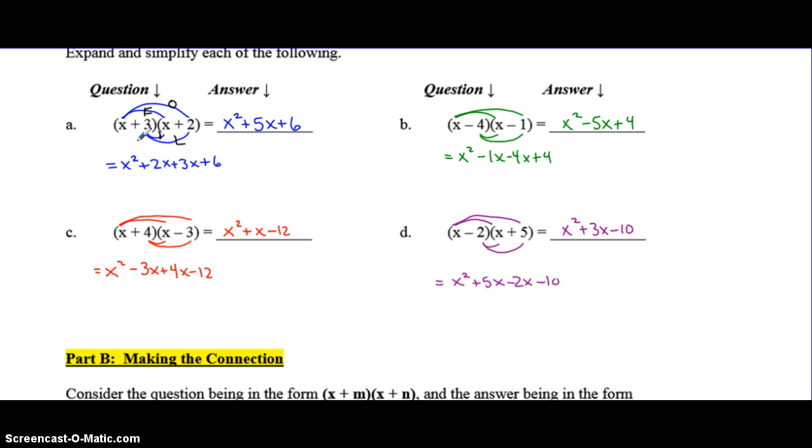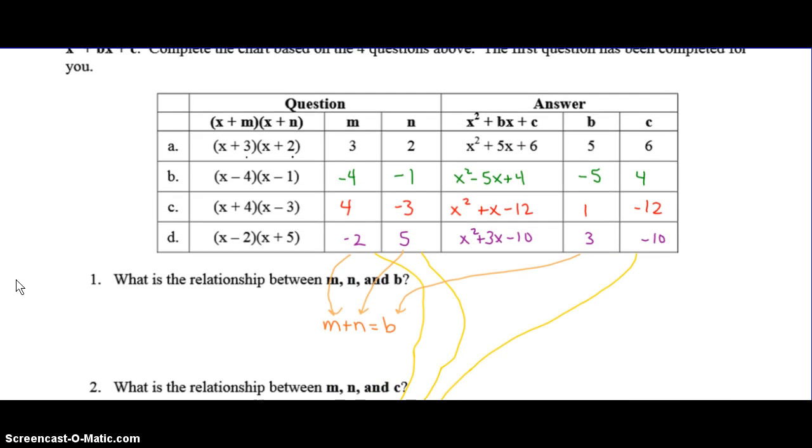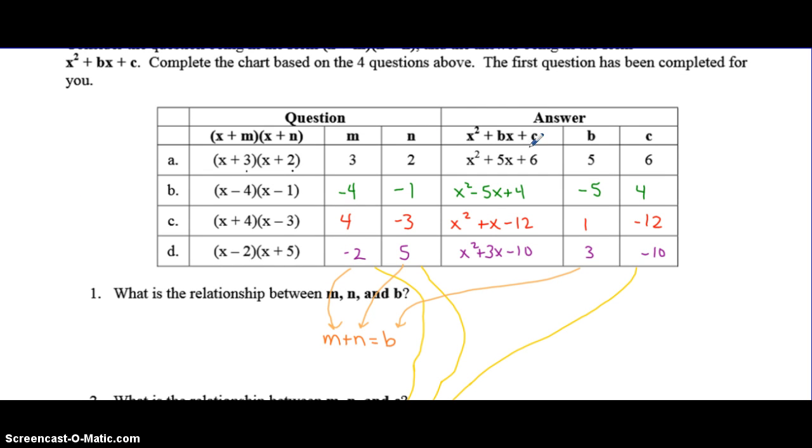The L part of the FOIL is where you get the C term, which is m times n. The O and the I is where you get the linear term B, because you are taking this coefficient of 2 and this coefficient of 3, and then adding those to get that B term. So that's how your question is related to your answer. What you're going to be learning today is how to factor this.